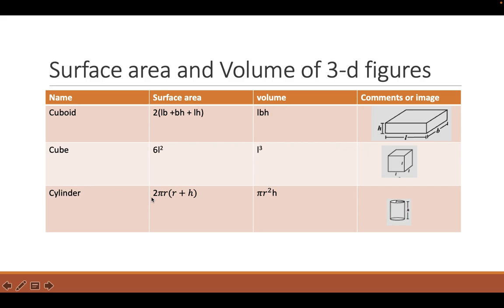So clubbed together, it is 2 pi r factored out, and then r plus h, that is going to be the cylinder's surface area. And then volume is easier. It is just the circle area multiplied by the height of the cylinder, which is easily understood, and that's going to be the volume.